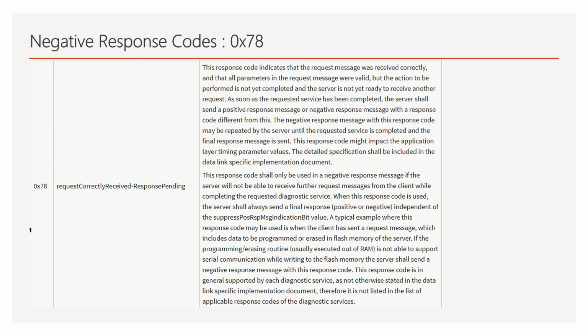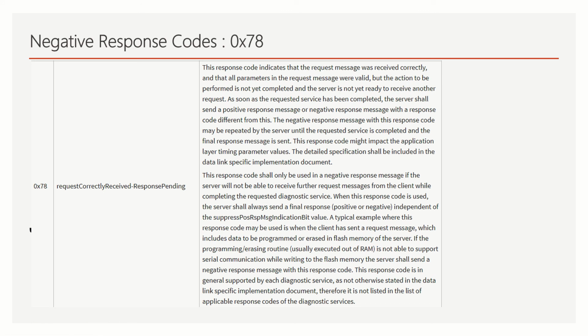To avoid that problem, we have this negative response code, response pending. It will indicate that I am performing my operation and I am still occupied with that, and NRC 78 is sent because the operation is still not complete. So intermediately this NRC will be sent, and once the operation is completed, then the final positive response will be sent. So this is the intermediate response which is required to be sent in case the action is taken but is taking time.